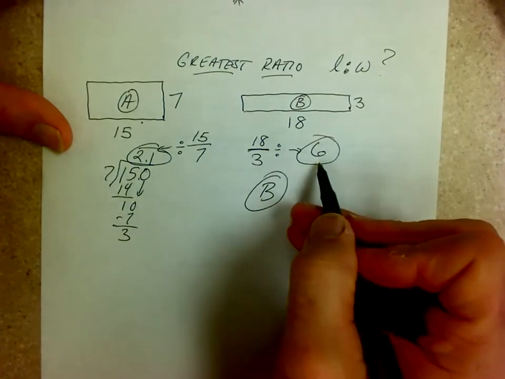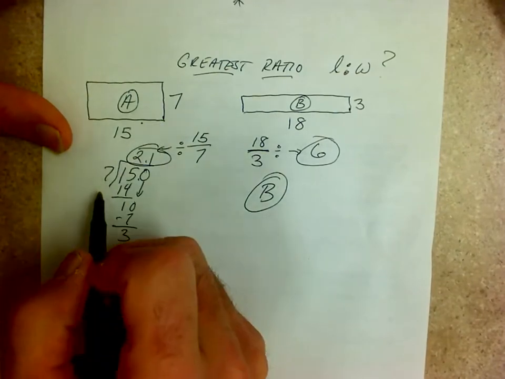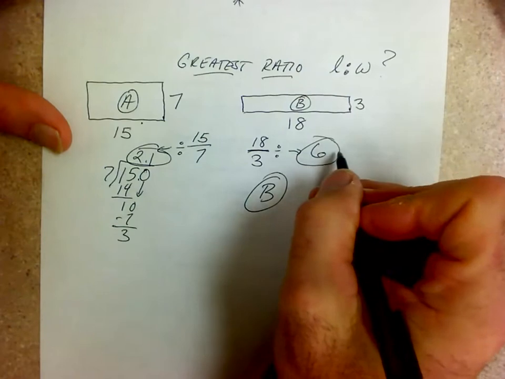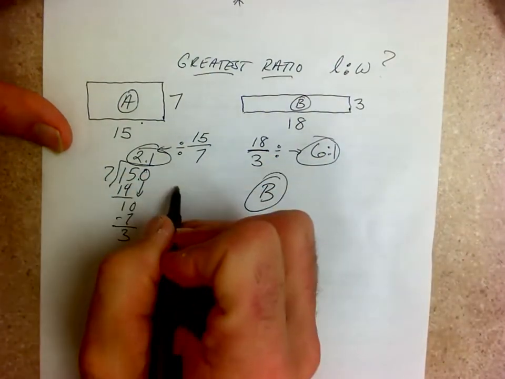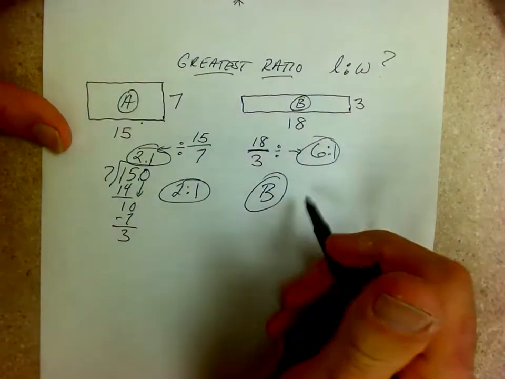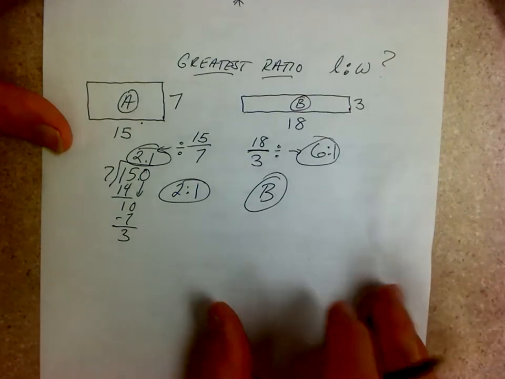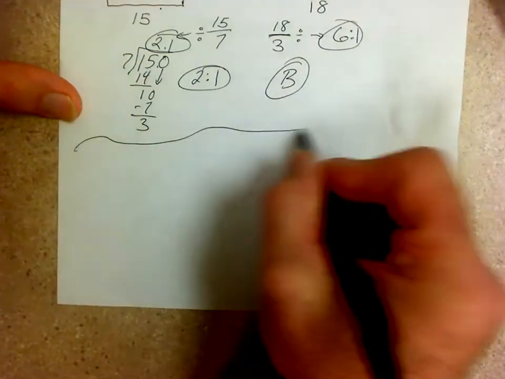The length is 6 times greater than the width. The length is 2.1 times greater than the width. So yeah, this one we could even say, if we wanted, 6 to 1. This one would be 2 to 1. So rectangle B has the greatest ratio there. So that's one way we can use ratios to compare.